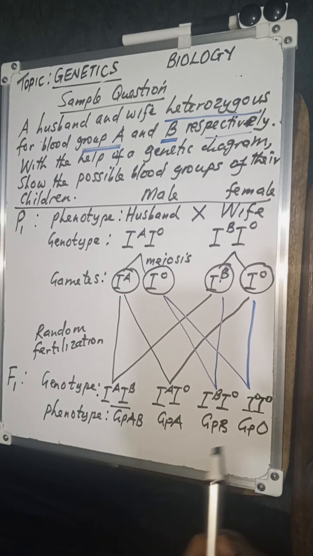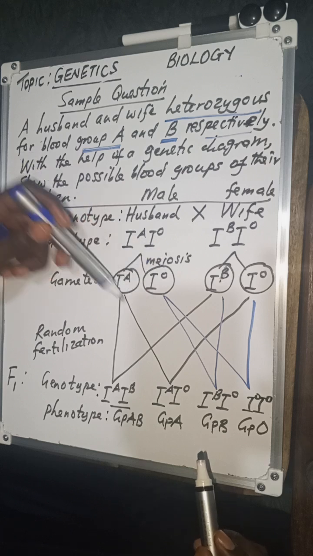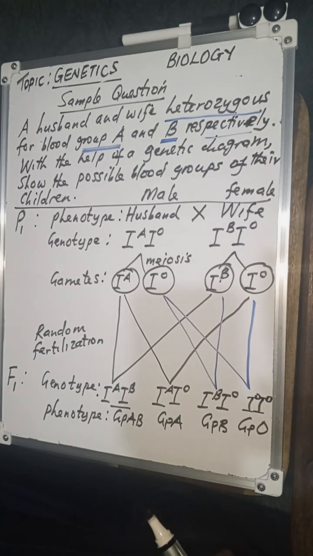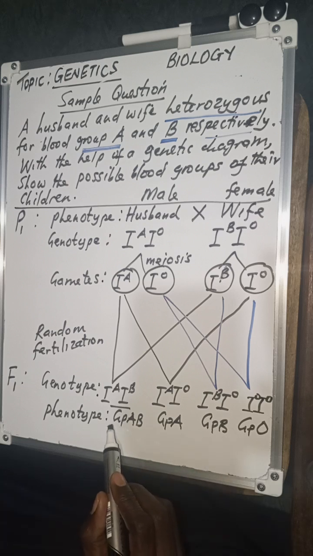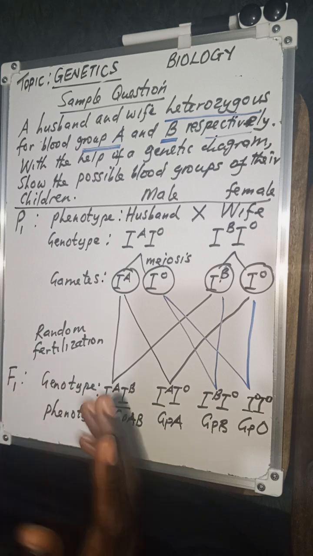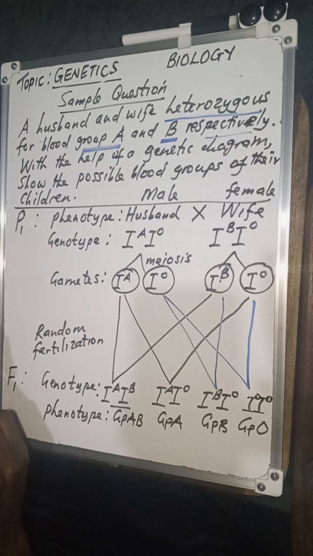So you can see that all the children, when one parent is heterozygous for blood group A and the other heterozygous for blood group B, it is possible for them to have a child of any type of blood group. So remember, this is what we call codominance in human beings, as we talk about two alleles that are expressed equally in what we are calling the phenotype.